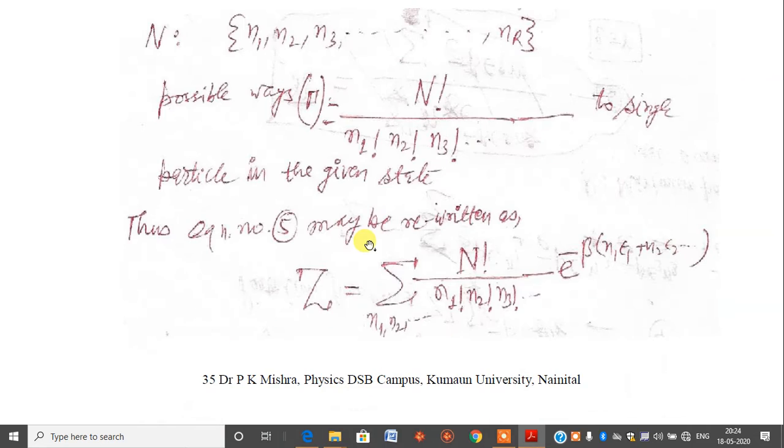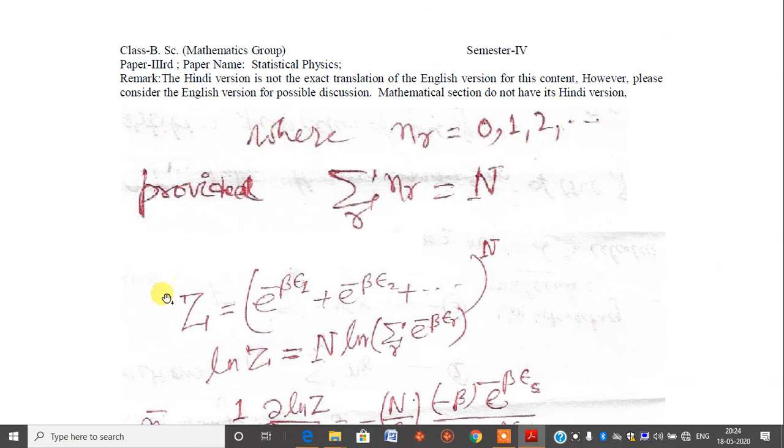So this Z which is written here can be rewritten in this fashion: Z equals e power minus beta epsilon 1 plus e power minus beta epsilon 2 and so on, power capital N. Okay, this can be written because of the fact that NR has this much possibility. Any state can have any number of molecules. Fine, and each molecule is independent of the others, and the sum over all possible states is capital N and the total energy is capital E. You can write it in this fashion.